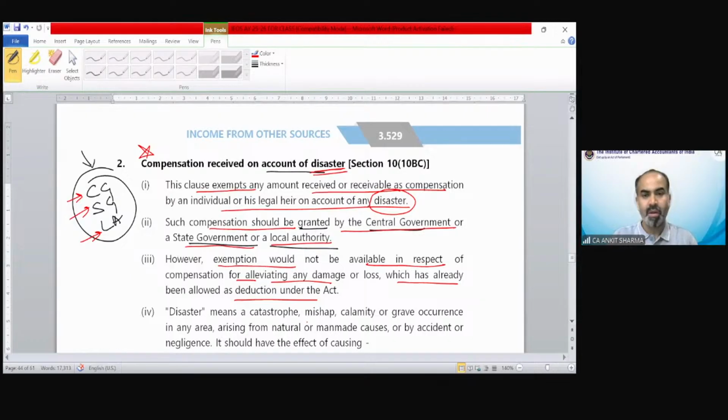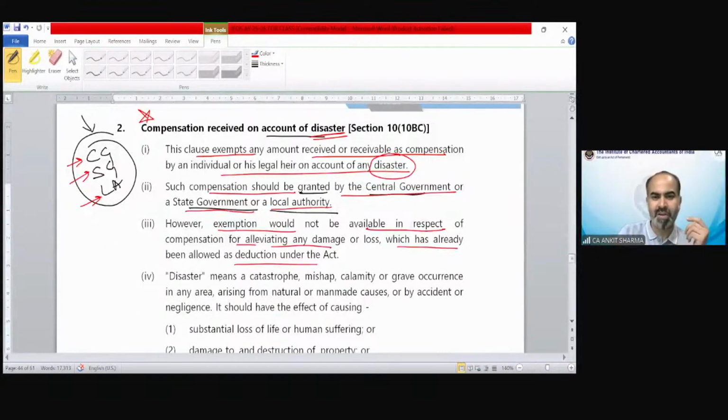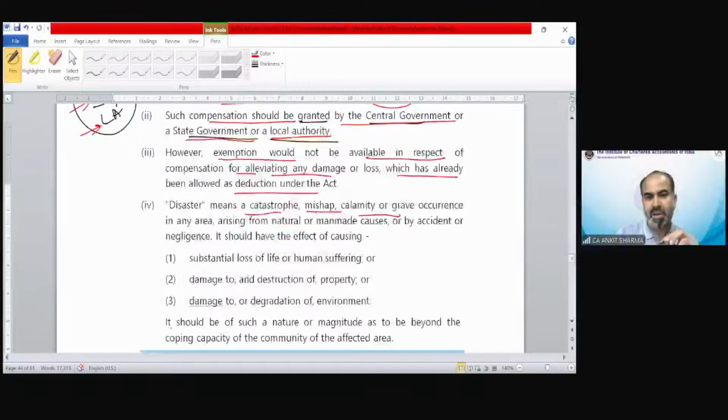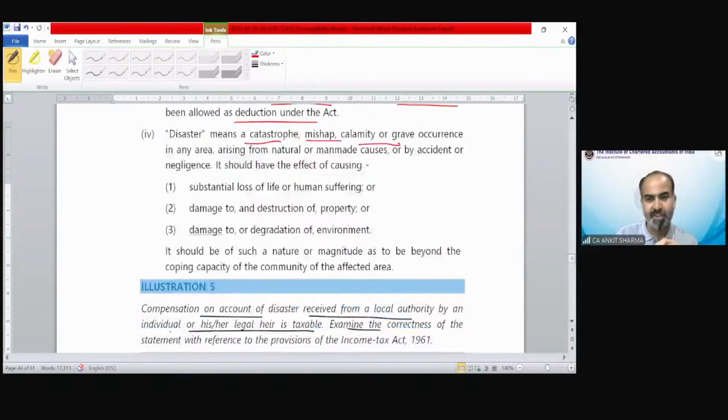Disaster means, we all know, catastrophic, mishap, calamity, etc. Substantial loss of life, suffering, etc., which is beyond the coping capacity of the community of the affected area. Now there is a question, read it carefully. Compensation on account of disaster received from a local authority by an individual or his legal heir is taxable. Examine the correctness of the statement with reference to the provision of the Act.